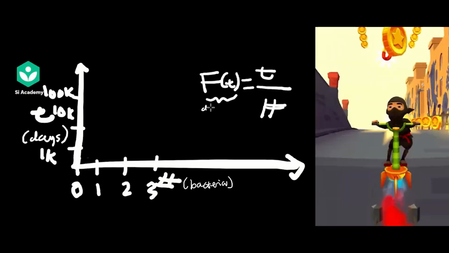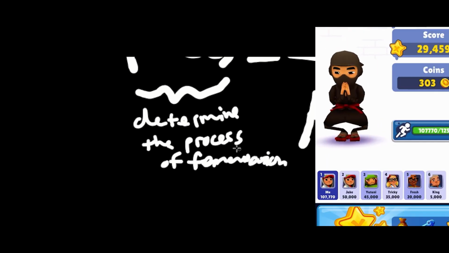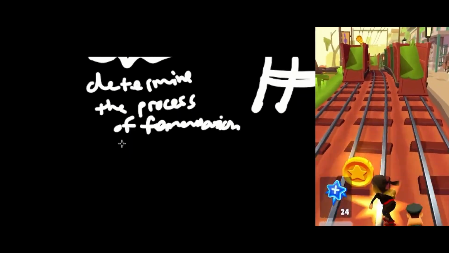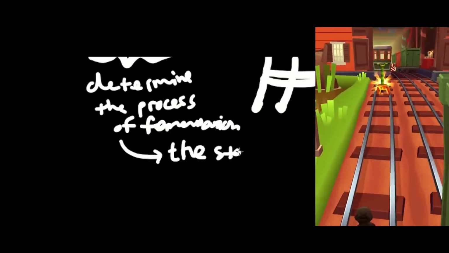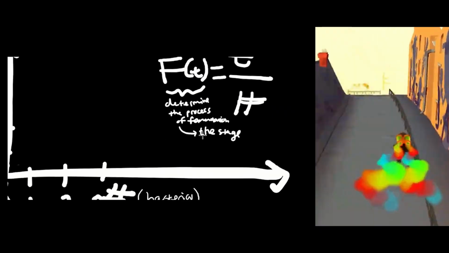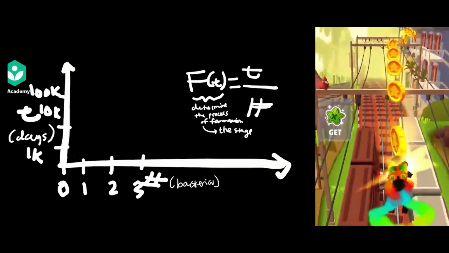Determine. Let me zoom in, guys. Determine the process of fermentation, the stage. Which I'm specifically referring to here is the stage in which it will become either milk, yogurt, or cheese. Okay. So, I will give you the variable and the numbers. Now we plug in.